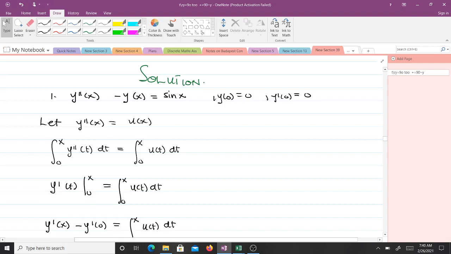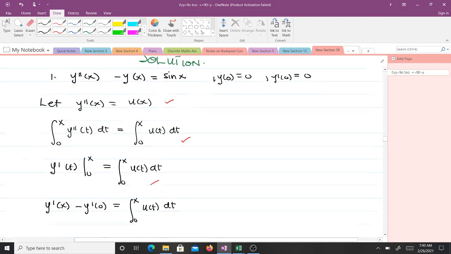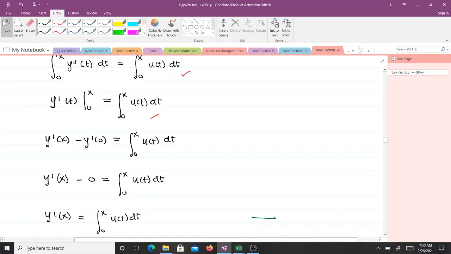So after doing that, we integrate both sides from 0 to x, then rename the x to t. So that gives us this. Integrating y prime prime of t with respect to t will give us y prime of t, with our limit of integration equal to the right hand side. Putting in the limit of integration gives us this. Our y prime of 0 from the question is 0, so that means we will have this. Making y prime of x the subject gives us this.